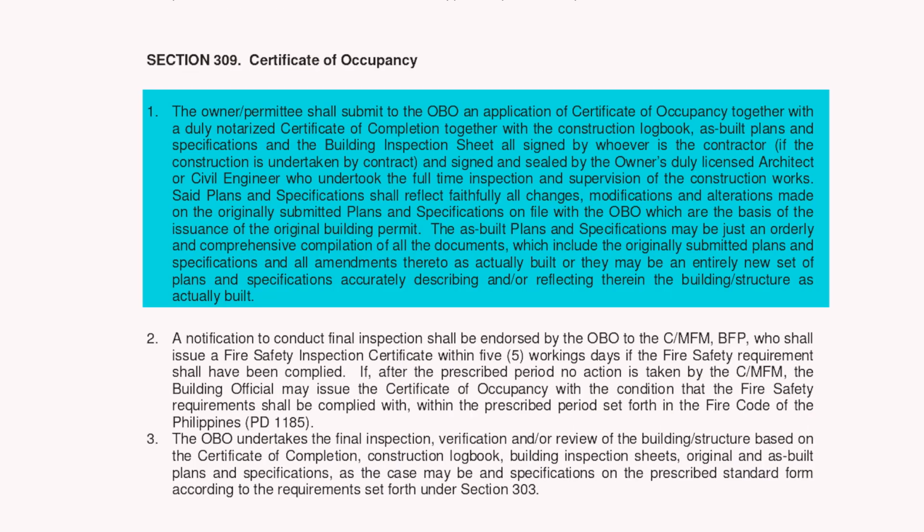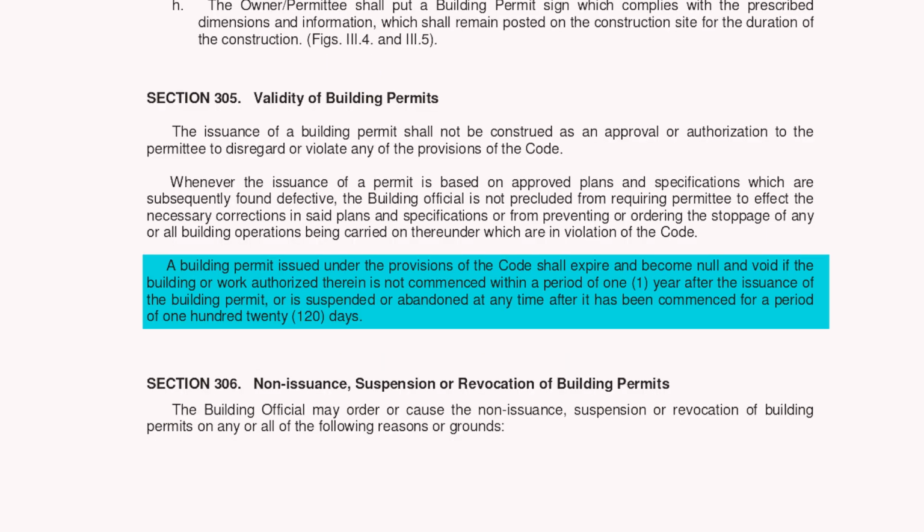Okay, Certificate of Occupancy, basic lang naman to. Sabi natin, you need permission to build the building. That's the building permit. But you also need permission to occupy the building. That's the occupancy permit. You cannot occupy the building without the occupancy permit. Requirements for the occupancy permit: the COC, Certificate of Completion, the logbook, as-built plans and specs, and the building inspection sheet.